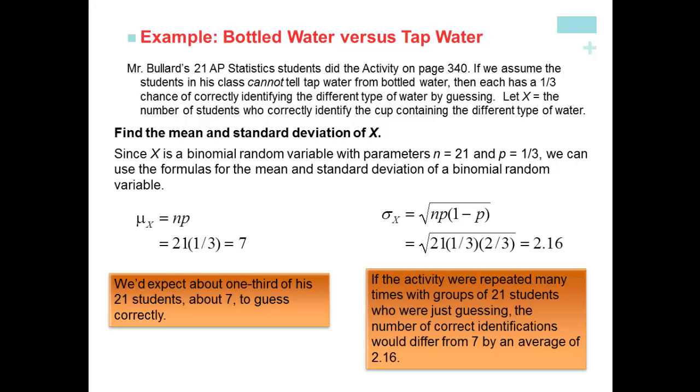So we'd expect about 1/3 of the class, meaning about 7, to guess correctly. And if the activity was repeated many times, with groups of 21 students, the number of correct identifications would differ from 7 by an average of 2.16.